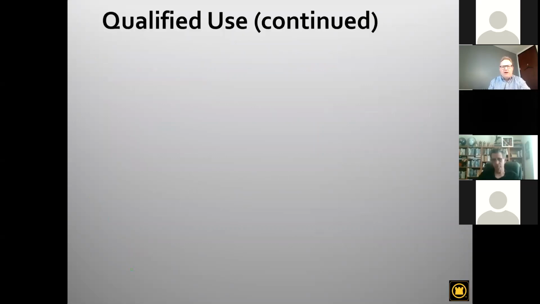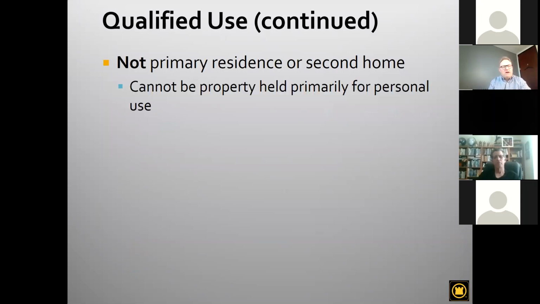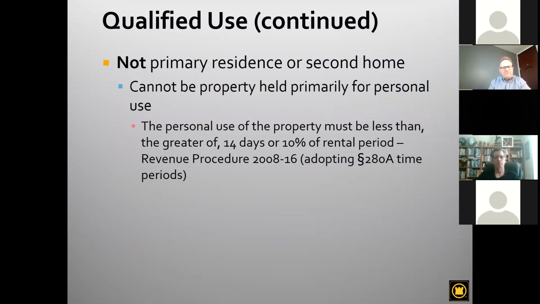So let's continue on here about properties that do not qualify for 1031. Primary residences or second homes cannot do 1031 exchanges on them. If you do own investment real estate, say you had a condo out in California on the beach or a cabin up in Flag, and you rent that property, under Section 280A of the code, the IRS allows 14 days a year or 10% of the rental period for personal use. So if you rented it for 300 days a year, you can use it for 30 personally.